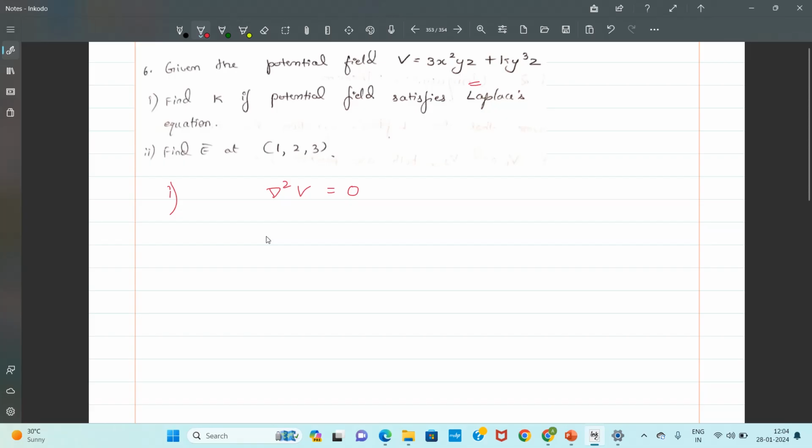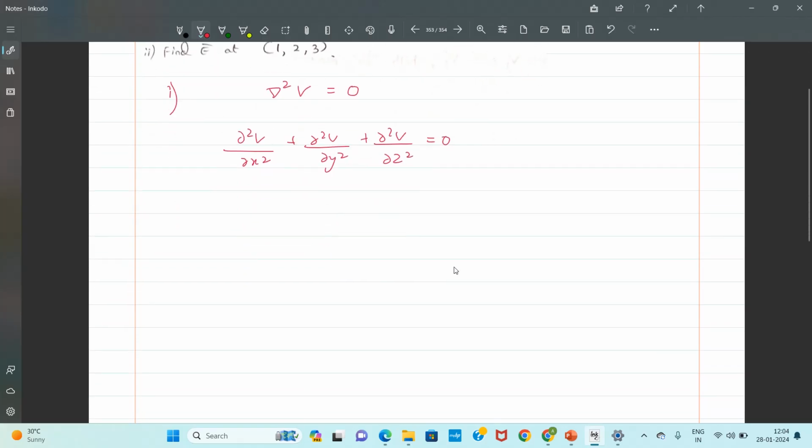This is Cartesian system here. So the equation will be dou square V by dou x square plus dou square V by dou y square plus dou square V by dou z square, that is equal to 0. It's already mentioned that it is equal to 0. So individually we'll try to find these three terms, add them, equate to 0, and then we'll see how to simplify it further. So first we'll find the dou square V by dou x square term.